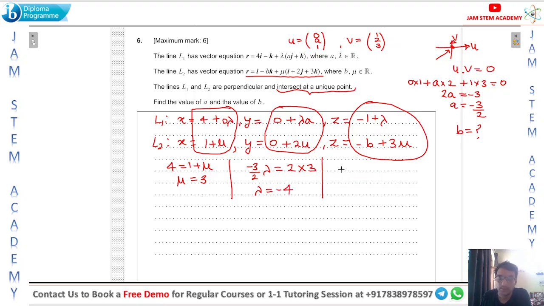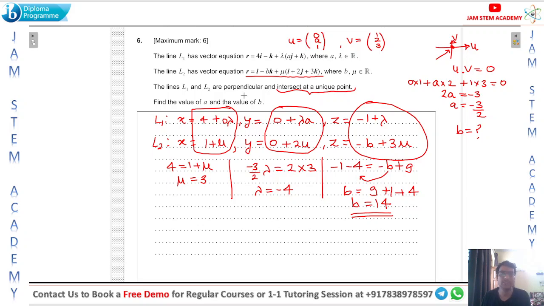Now equate their k cap coefficient or z coordinates. So basically we have 1 plus lambda, and lambda is negative 4. So 1 minus 4 equals minus b plus mu, and mu is 3, so 9 will appear over here. So b goes to this side, change the side and take all the constant numbers to the right hand side. So we get b equal to 9 plus 1 plus 4. That gives b equals 14. Hence, we got the value of b also.